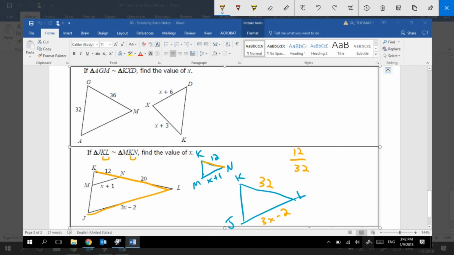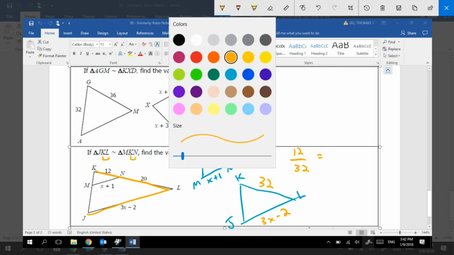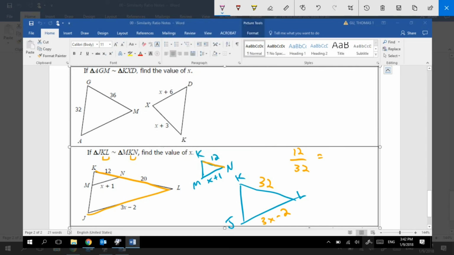And that's going to equal our MN. And MN's similar to which side? JL. And JL is 3X minus 2. So it's going to be X plus 1 over 3X minus 2. Now from here, we're just going to cross multiply to find our answer. So that's 12 times 3X minus 2 equals 32 times X plus 1.